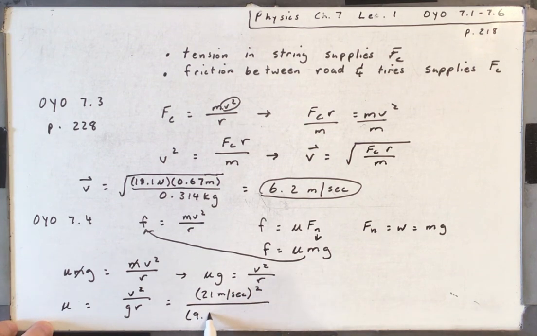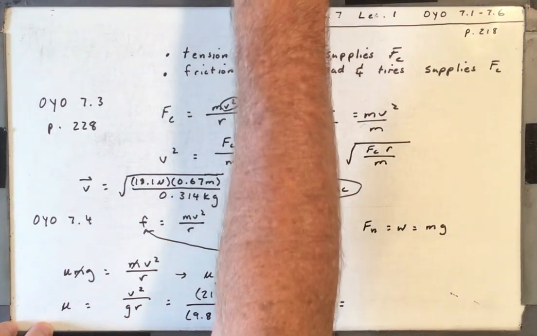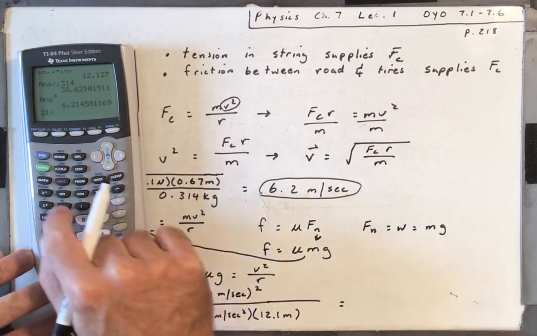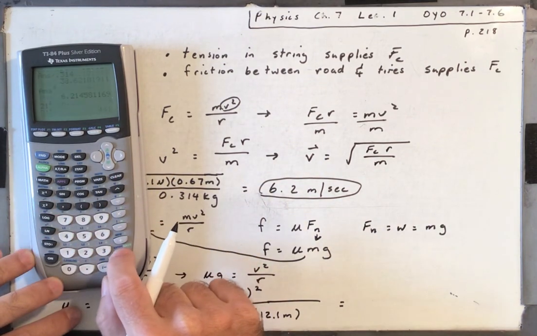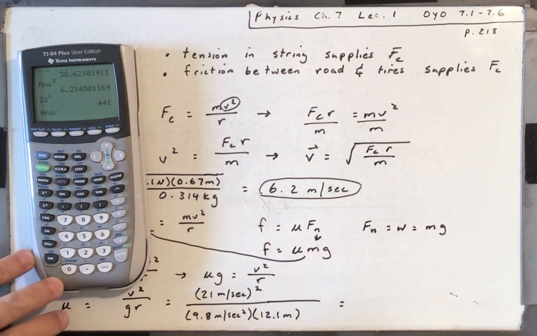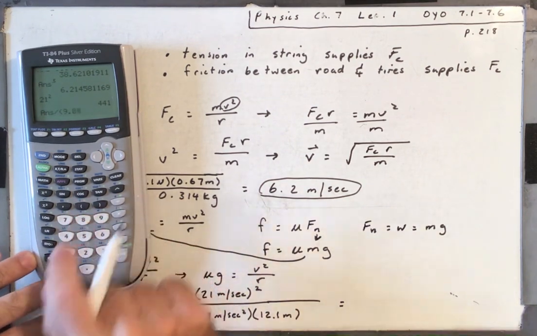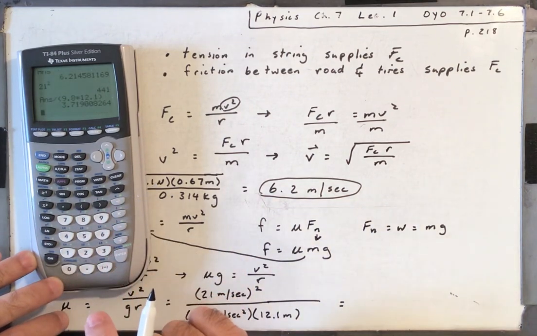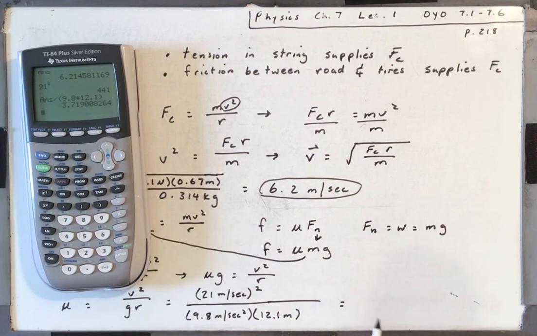G is the gravity, 9.8 meters per second squared, gravitational acceleration. And then the radius, 12.1 meters. We didn't even have to make any conversions there. All right, so let's stick that in our calculator. Got 21, let's square that. All right, and divide that by, I'm going to do parentheses, 9.8 times 12.1, hit the right parenthesis, have 3.72.